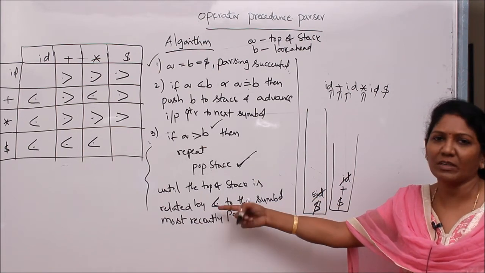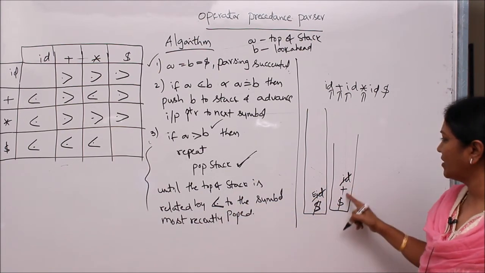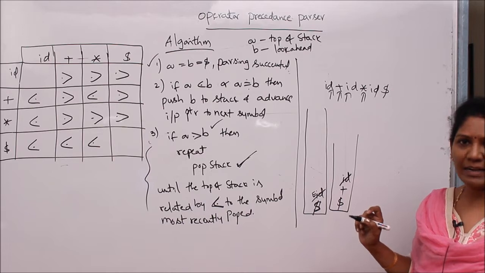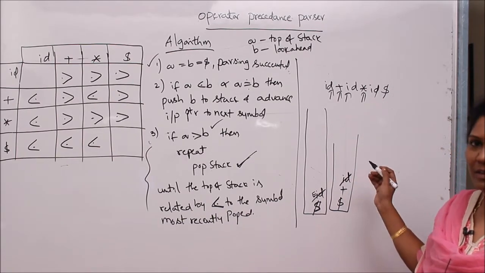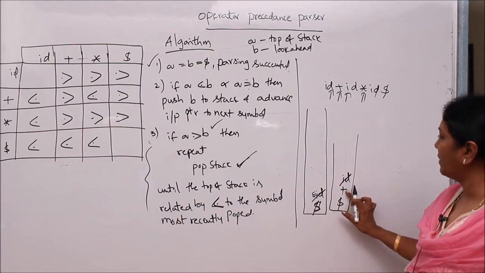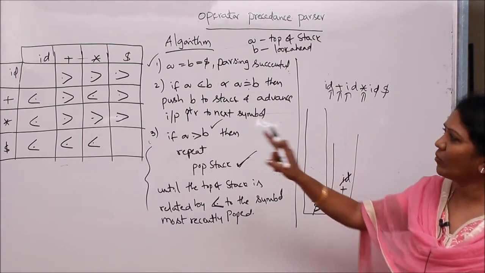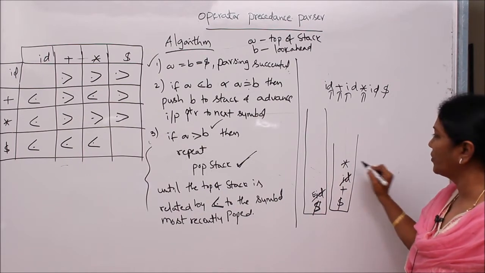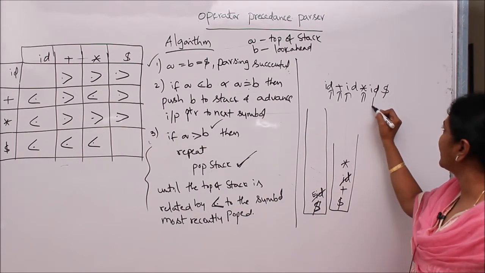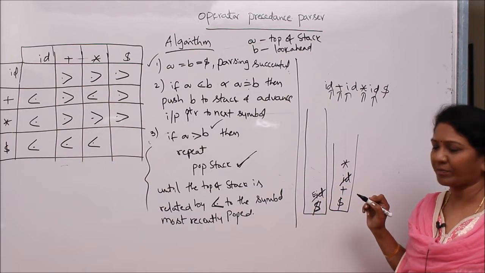Whenever the condition is true, it comes out of the loop. Since the condition is true, only ID alone is the handle here. Now you have plus and star. Continue with the same algorithm. Plus on star. What is plus on star? Less. Less means push it onto the stack and increment the input pointer, a shift action.